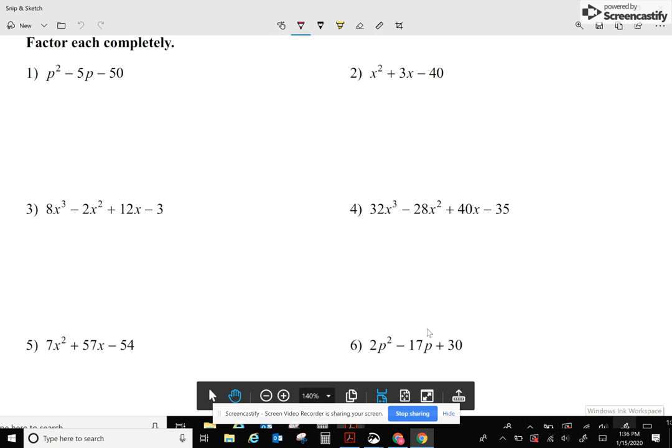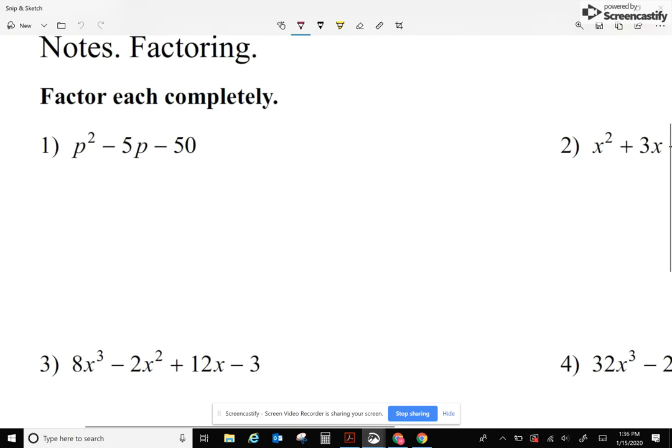All right, for today, we're going to be looking at factoring. What factoring is, I want the two things that multiplied will equal this polynomial. So what I'm going to do here, because my first number is a 1, I'm just going to look into what I call the diamond method or the X method.